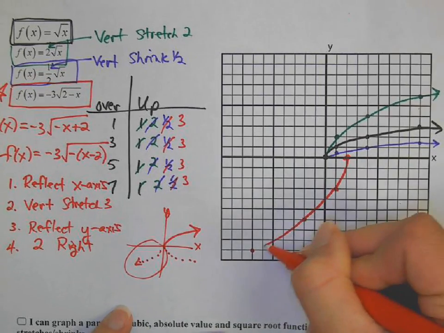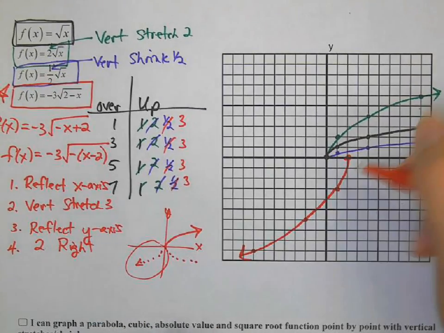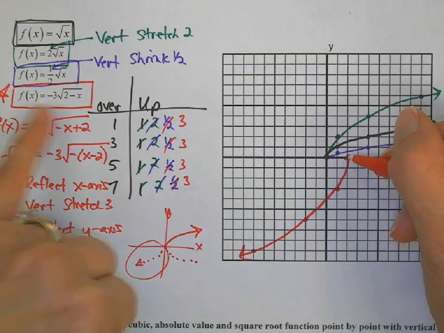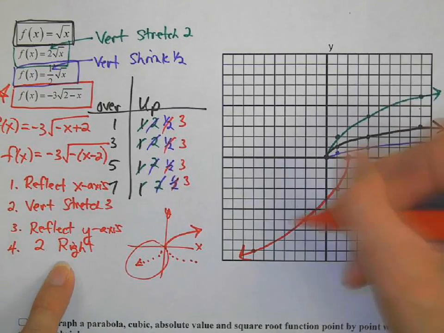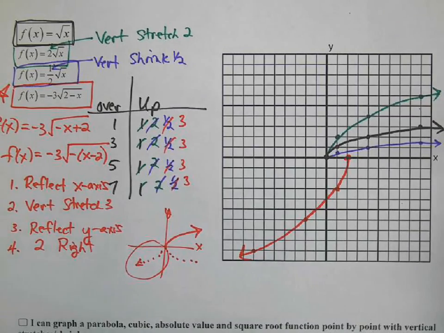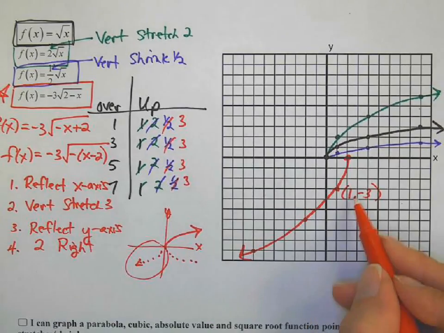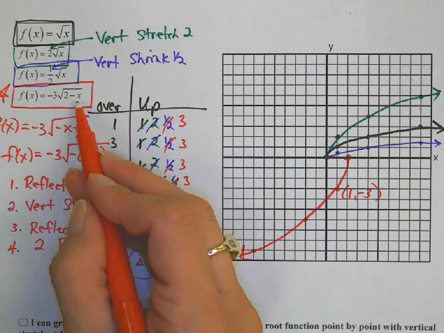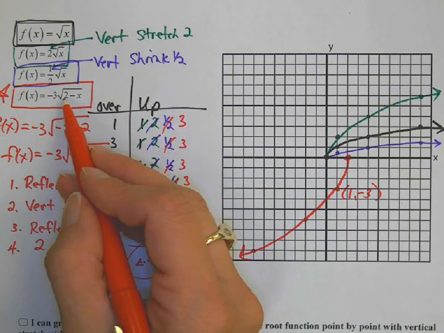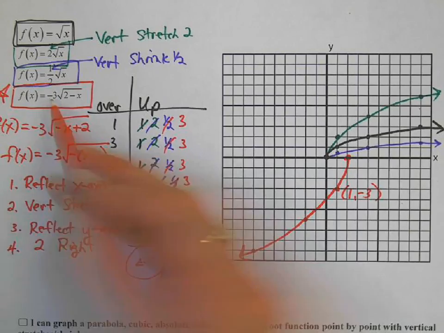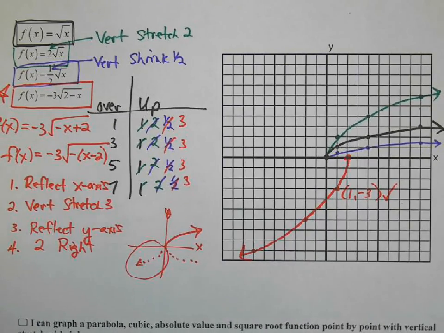This one was really complicated, so I definitely want to check. Don't take this point, because everyone knew to go 2 to the right. But did things end up correctly? I'll take the point here, 1, negative 3. Let's put a 1 in. 2 minus 1 is 1. Square root of 1, 1 times negative 3. Oh good, it worked. Make sure you take the time to go ahead and check.